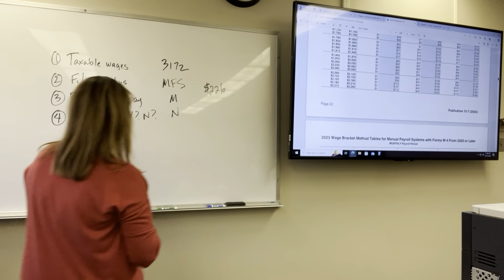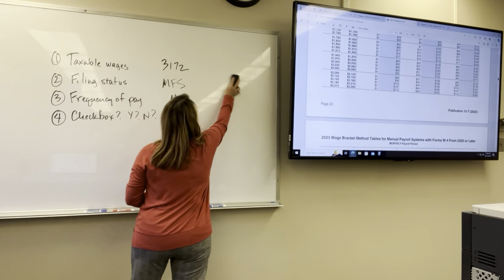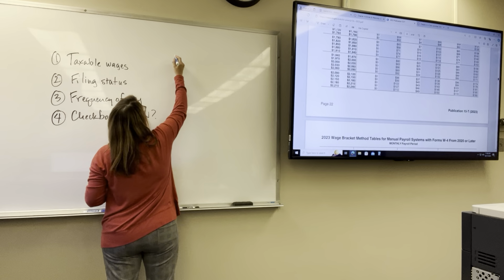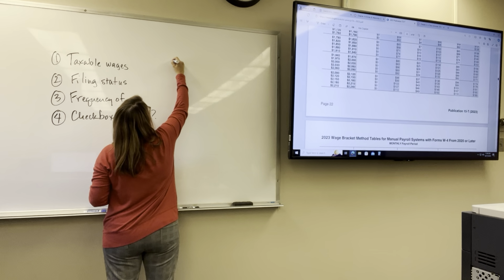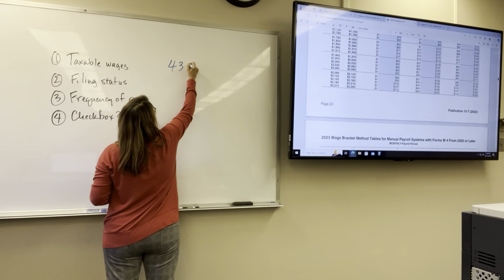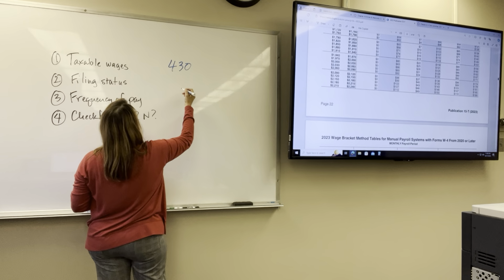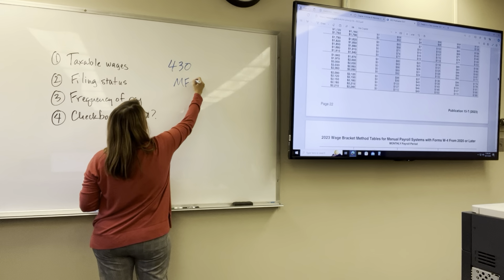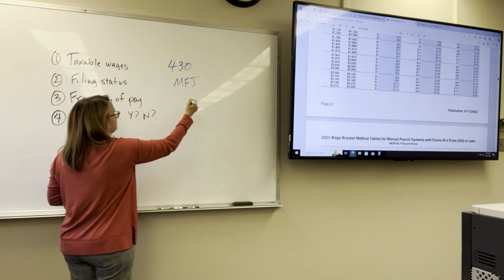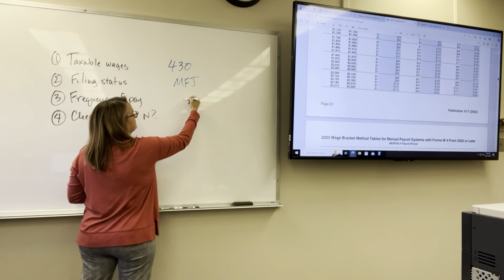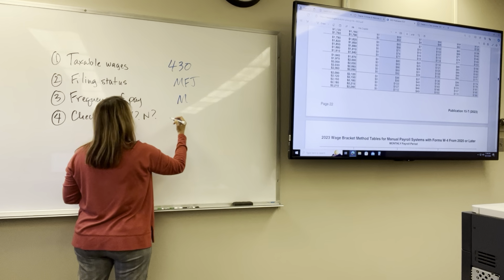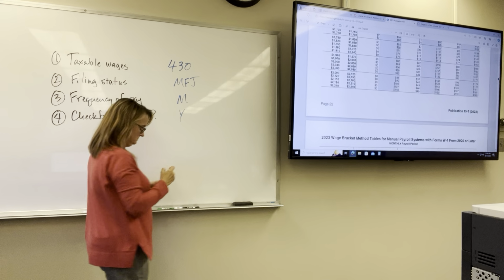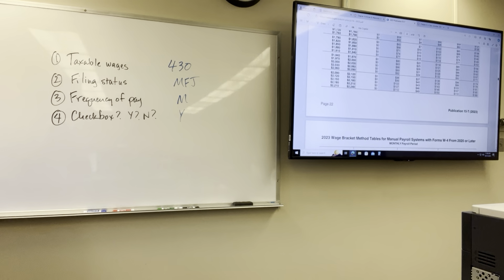All right, so let's look at another one. Let's do a different color so that this is clear. So, 430. Give me a filing status. Married filing jointly? Okay. How frequently is this person paid? Monthly? All right, hope they're not working very much. Checkbox, yes or no? Yes. All right. You guys give it a try. See what you come up with.